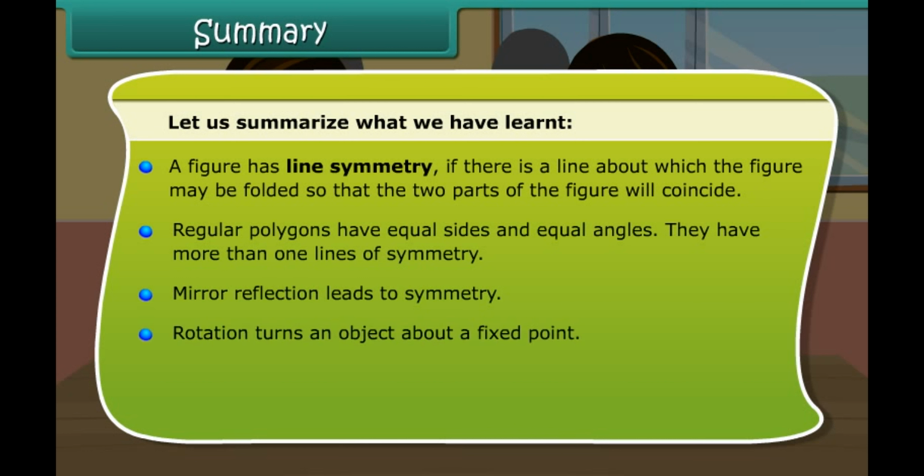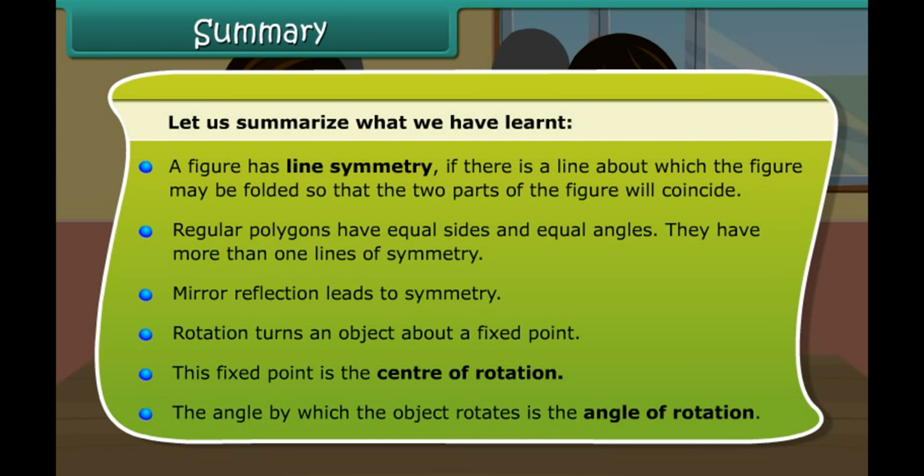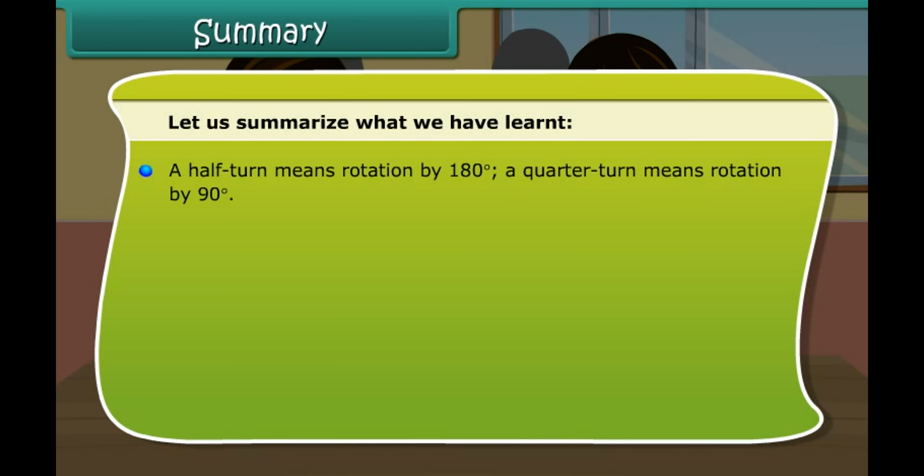Rotation turns an object about a fixed point. This fixed point is the center of rotation. The angle by which the object rotates is the angle of rotation. A half turn means rotation by 180 degrees. A quarter turn means rotation by 90 degrees. Rotation may be clockwise or anti-clockwise.